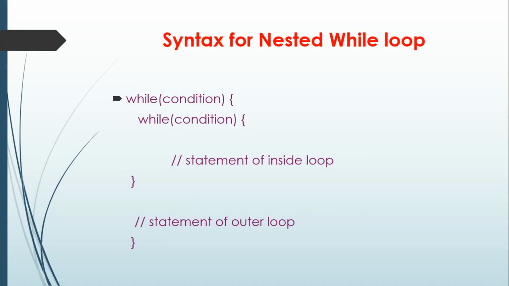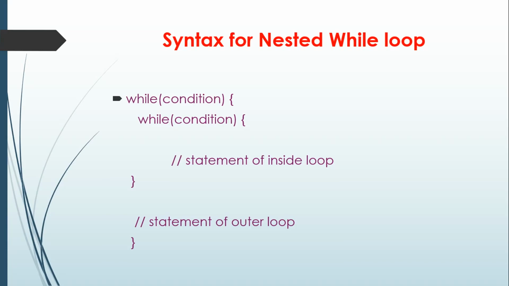Let's discuss the syntax for a nested while loop. First of all, we make an outer while loop, and inside the curly braces of the outer while loop, we place an inner while loop with the same structure as the outer while loop. While condition, and inside the curly braces the statement of the inner loop, and outside the curly braces the statement of the outer loop, and the curly braces are closed.